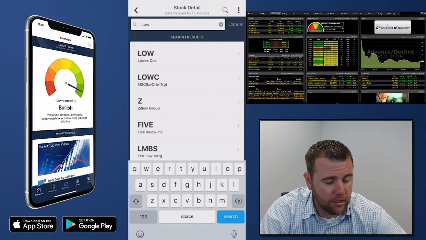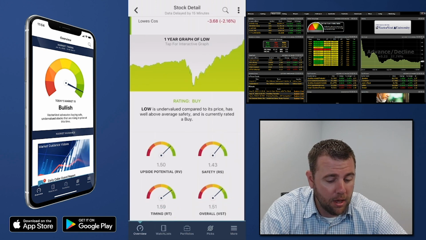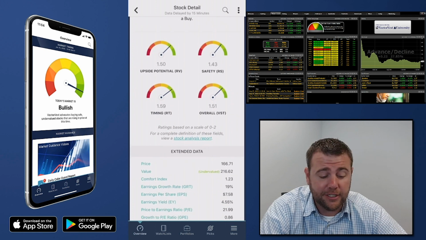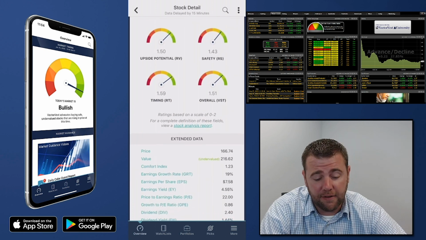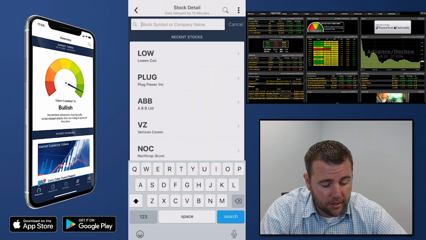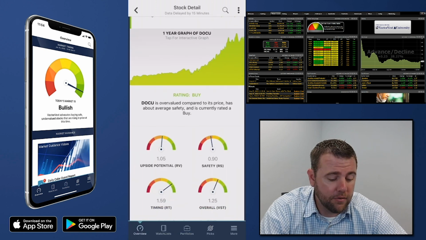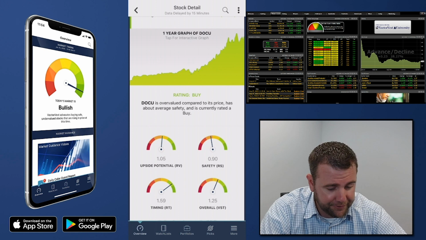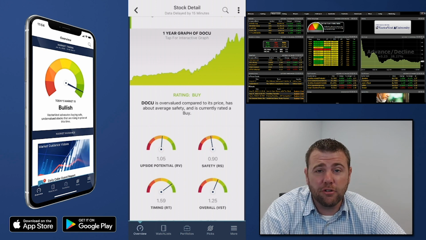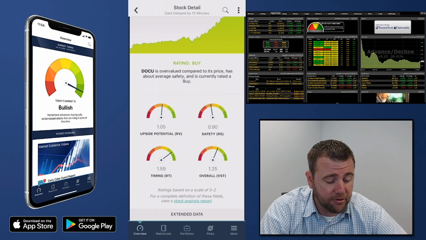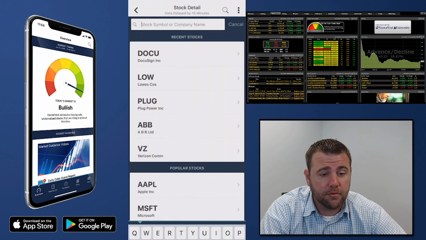Lowe's, LOW, great long-term potential, less risk associated with it. You have a nice, strong uptrend. So yeah, the stock is definitely favorable still. DOCU, you have about average long-term potential, a little bit more risk associated with it than the average stock out there. Pretty steady uptrend though, so therefore the stock's still favorable.